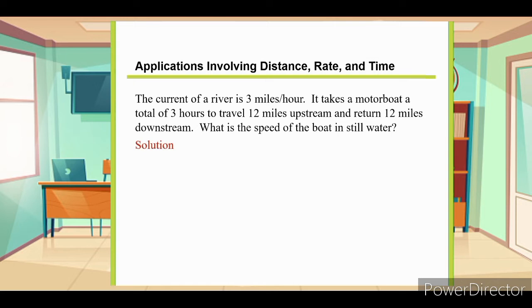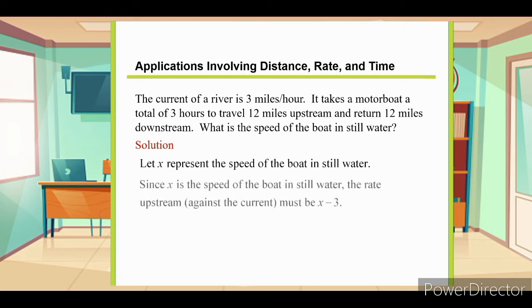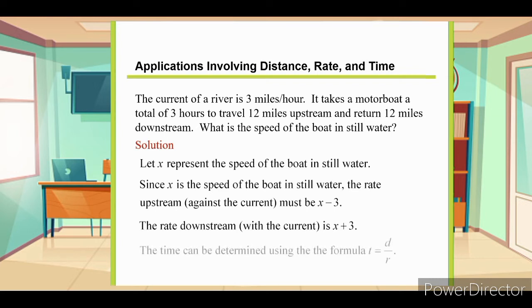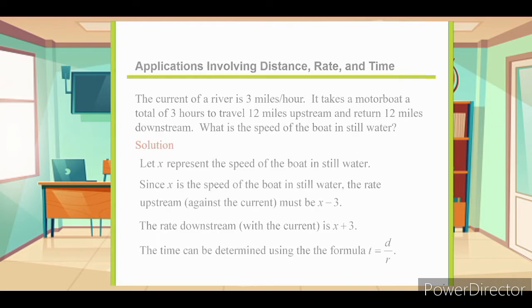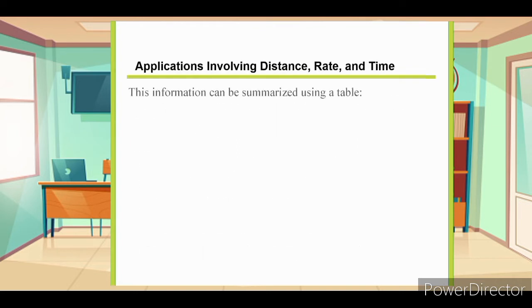To solve this problem, let x represent the speed of the boat in still water. Since x is the speed of the boat in still water, the rate upstream is x minus 3, and the rate downstream is x plus 3. The time can be determined using the formula T is equal to D over R, or time is equal to distance over rate. It can be summarized using the table.